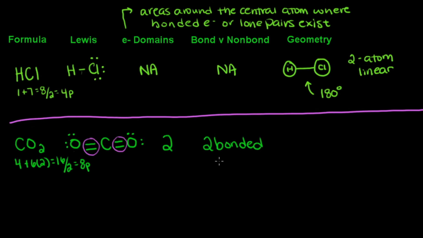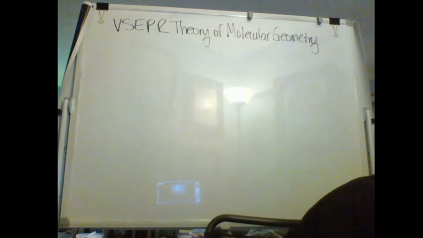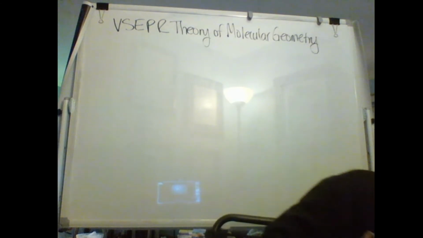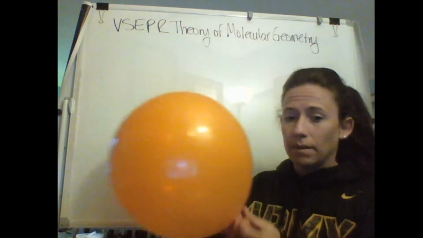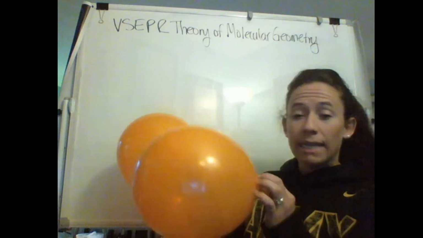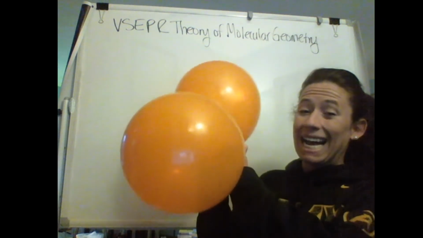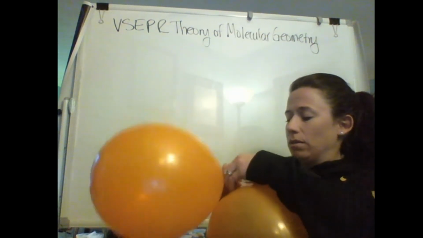Now, you might be asking, who cares and why, right? Like, what does it mean to have a central atom and to have 2 bonded domains? Well, I have a demo that I would like to show you guys to help you understand. So here we go. I want you to imagine these 2 balloons, okay, as electron domains, as areas around the central atom where electrons can exist. So the central atom is going to be represented by me tying these 2 balloons together in the middle. So like the knot in the middle of the balloons.